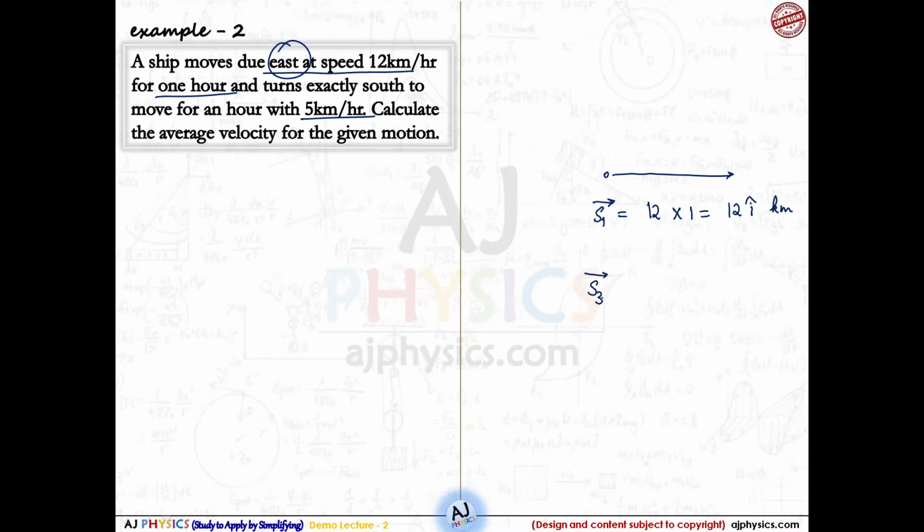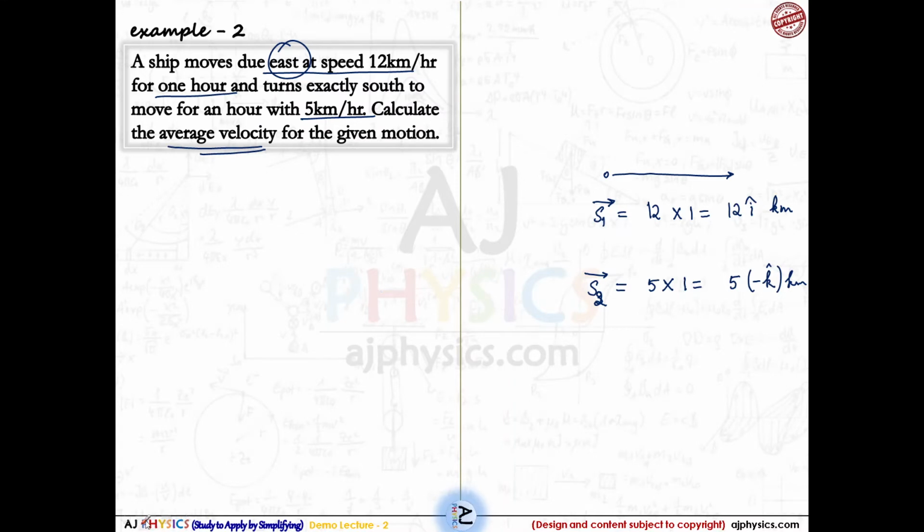I can suppose S2 will be equal to 5 multiplied by 1 hour. So, this is 5 minus k cap. The south direction is minus k cap. Okay. So, these are the two displacements now. Now, average velocity, I have already told you, that is the total displacement divided by total time.